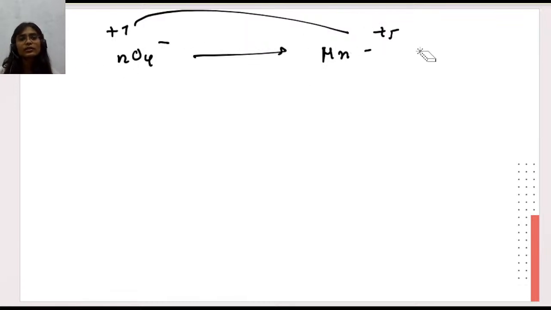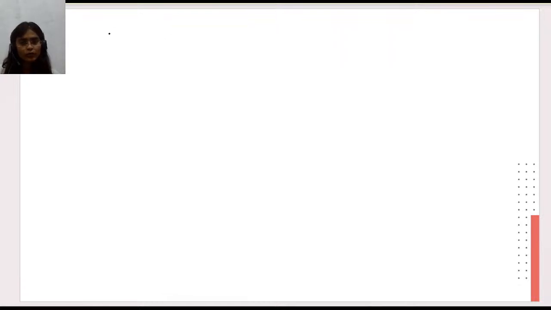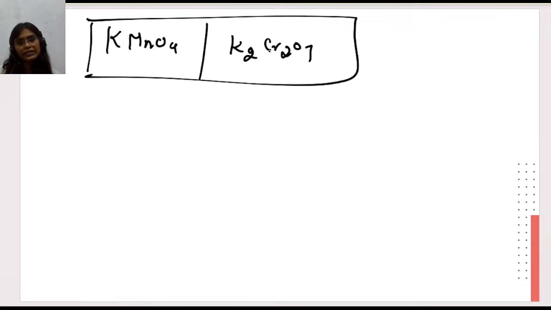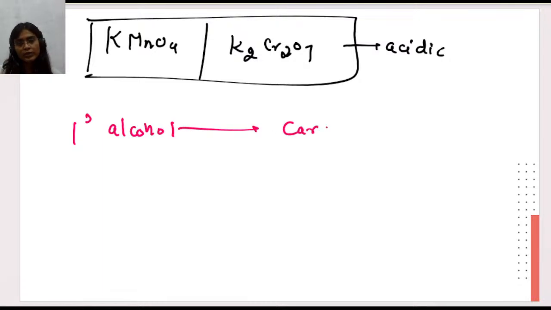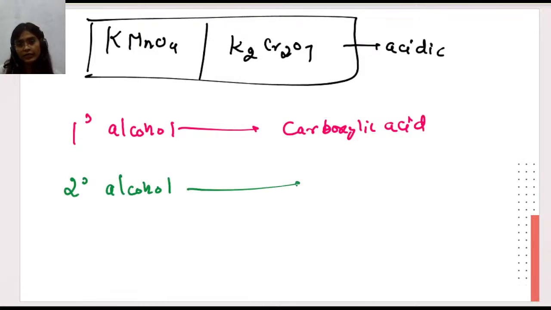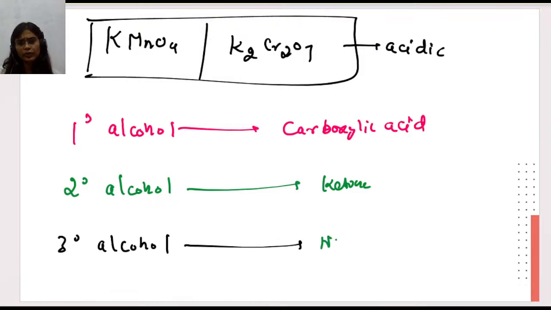So let's try to understand this: you can write both things simultaneously. If you have KMnO4 or K2Cr2O7, and both are in acidic condition, what is happening? If you have a primary alcohol, it is converted into the carboxylic acid. If you have a secondary alcohol, it is converted into the ketone. But if you have a tertiary alcohol, although we discussed that in this case there is no reaction, right? We discussed this point already, that is no reaction.